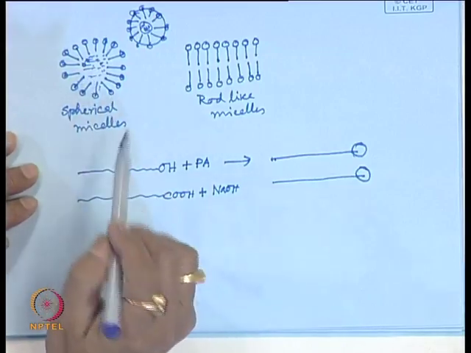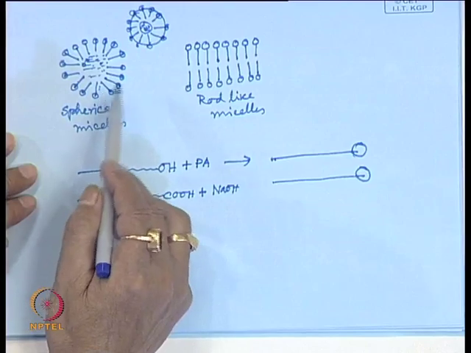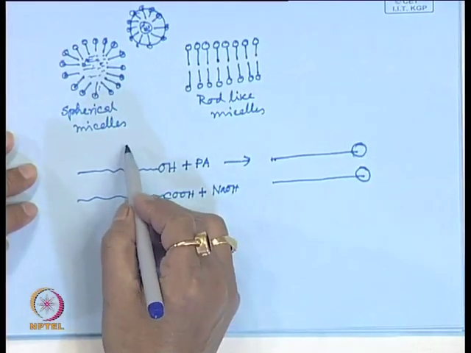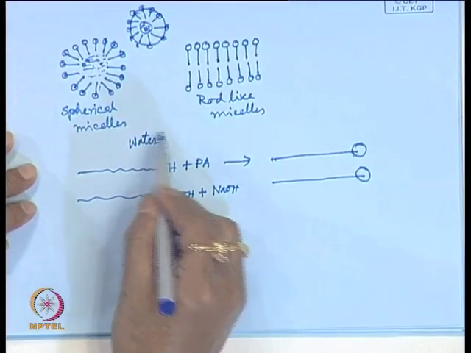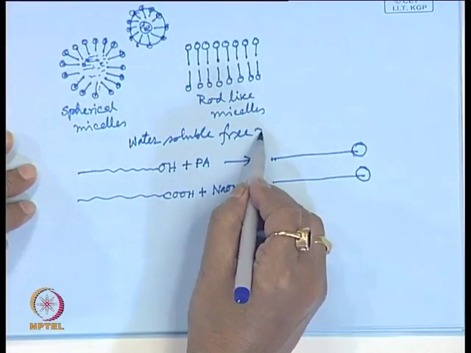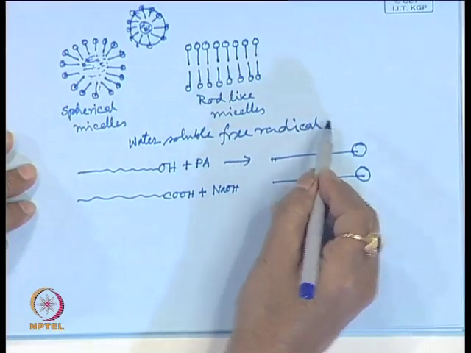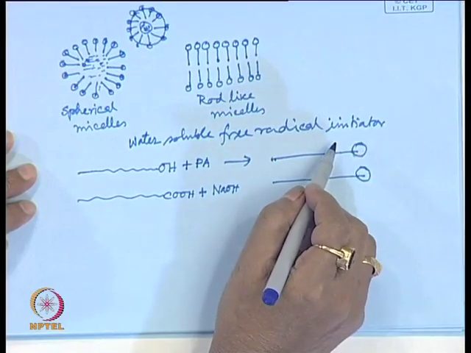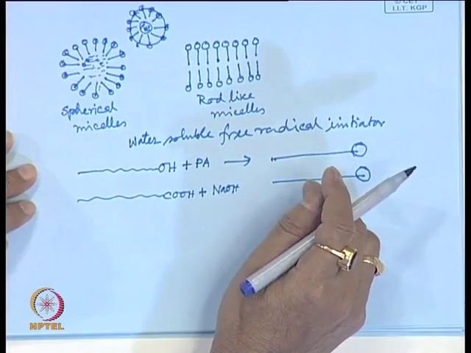Here, what kind of initiator can we use? If we add benzoyl peroxide or AIBN, this emulsion polymerization cannot be done. For that we need a water soluble free radical initiator. Can you tell me one example of a water soluble free radical initiator?